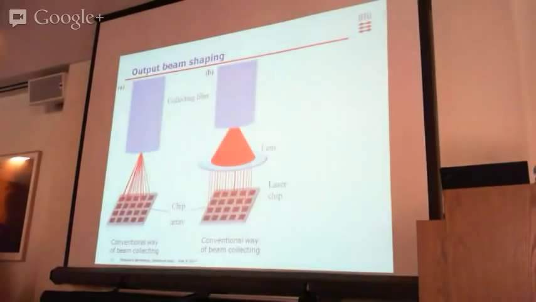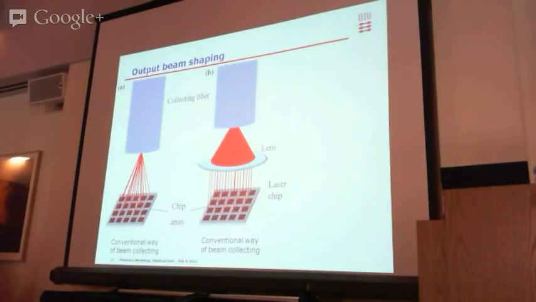And we can also control the beam profile. So from the laser chip currently, if we want to couple several the light output, then we need some optics. But from the laser, by chirping the grading parameter, we can actually control the output beam angle.